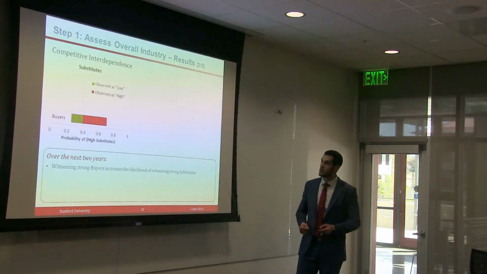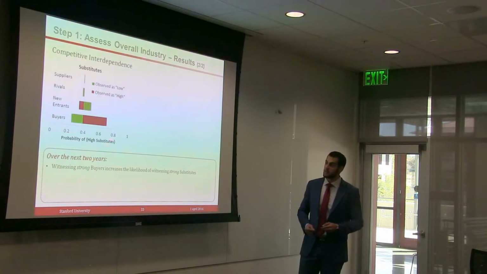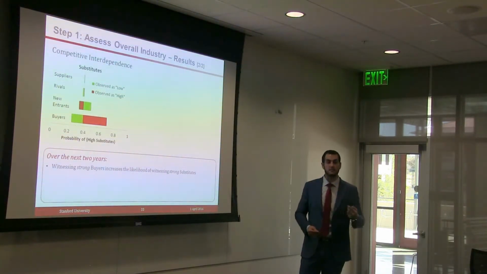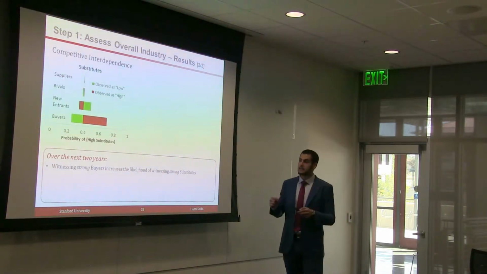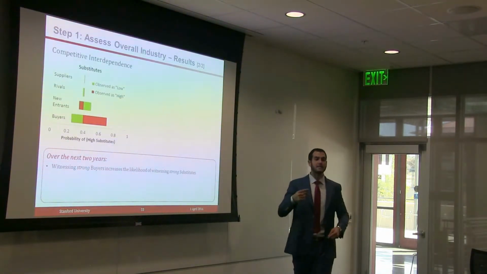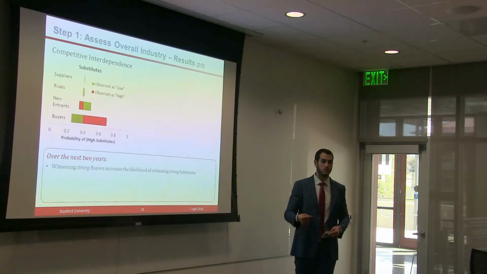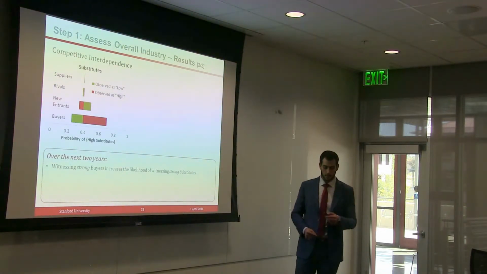We do the same thing with the other 3 forces, and we see immediately that this interdependence in competition is not symmetric. It's not symmetric in magnitude, and it's not symmetric in dimension. For example, if I see low new entry, that will increase the likelihood of strong substitutes over the coming 2 years.